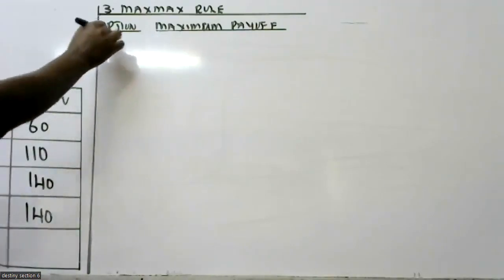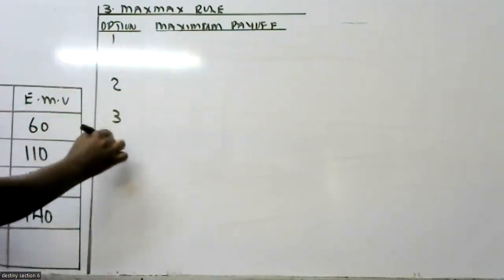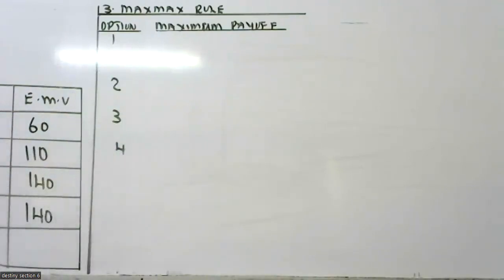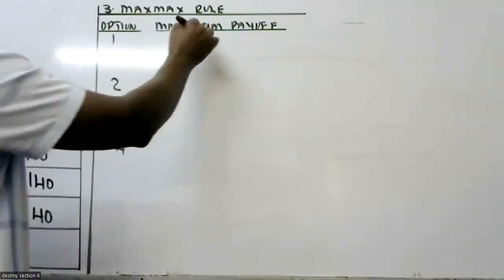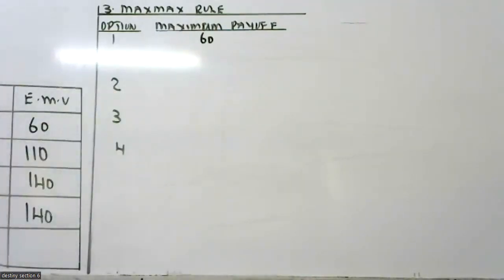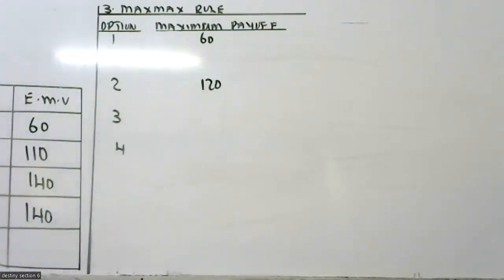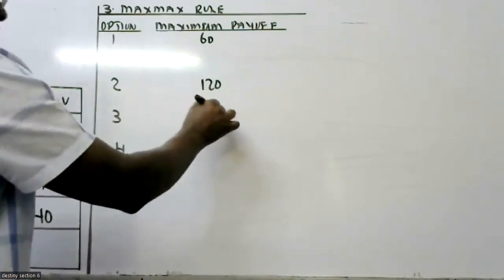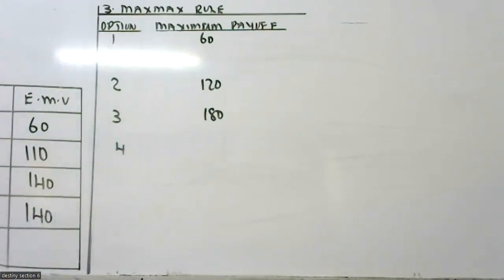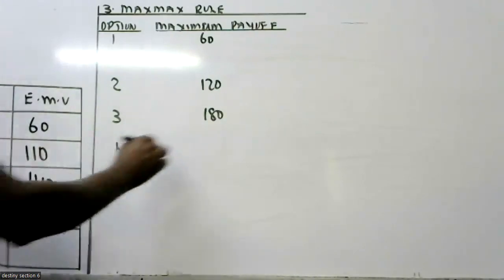So we have option one, we have option two, three, and four. When you look at this table here, when you run through option one, the highest payoff is what? 60. Again, when you look at your table, in option two, the highest is 120. When you go to option three, the highest is 180. When you go to option four, the highest is 240.